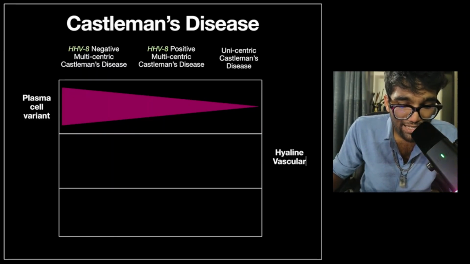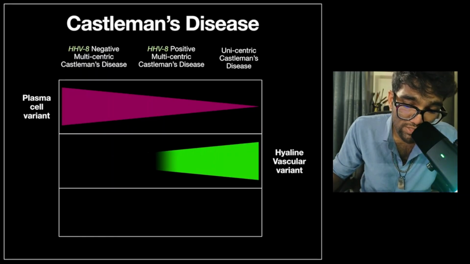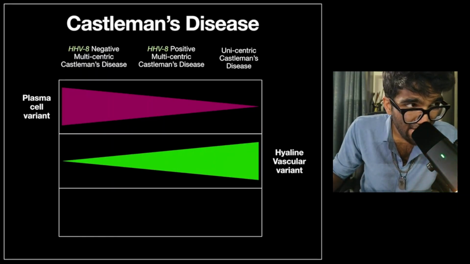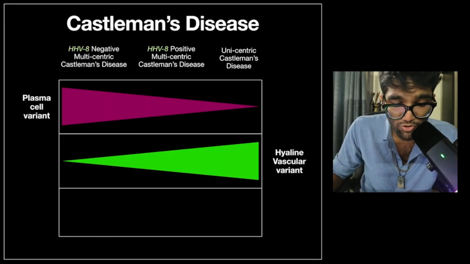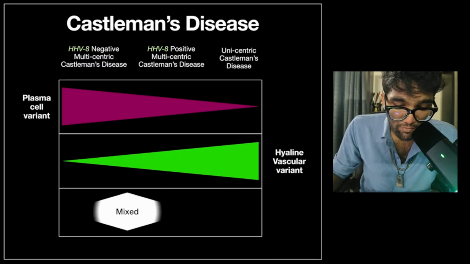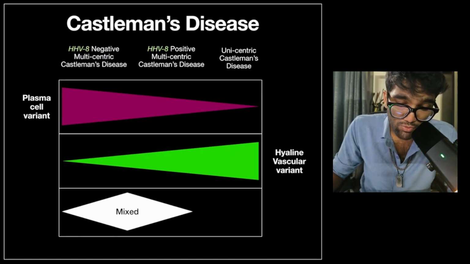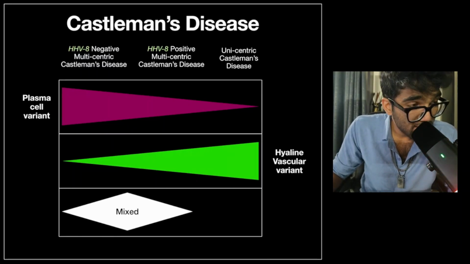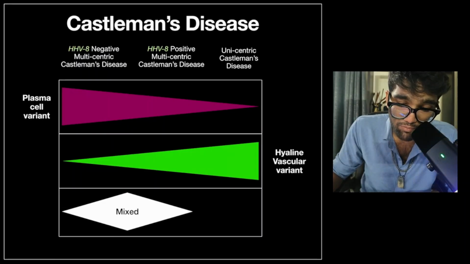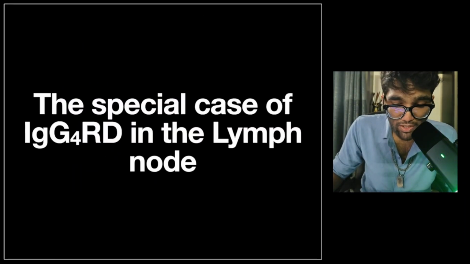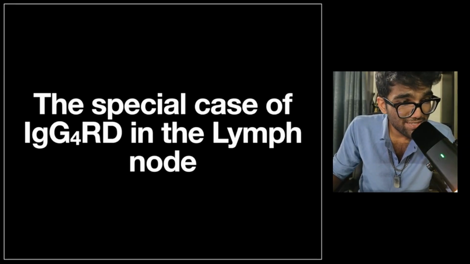The hyaline vascular variants are much more common in lymph node biopsies from unicentric Castleman's disease. It can happen with HHV8 positive multicentric Castleman's disease. They are uncommon with HHV8 negative multicentric Castleman's disease. Mixed, that is, a combination of the two, can occur with HHV8 negative multicentric Castleman's disease as well as HHV8 positive multicentric Castleman's disease. Okay. So, why talk about such great detail?